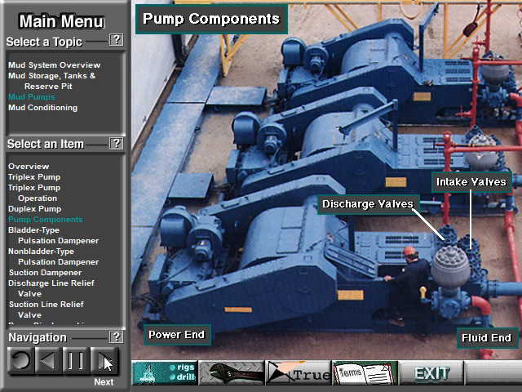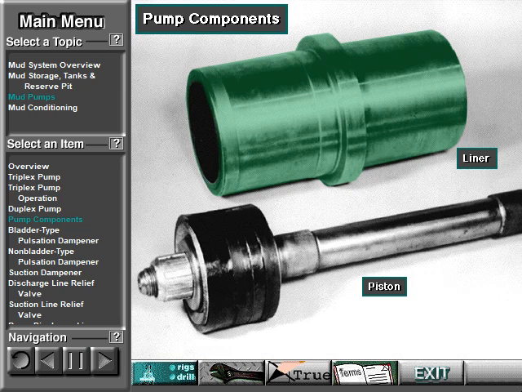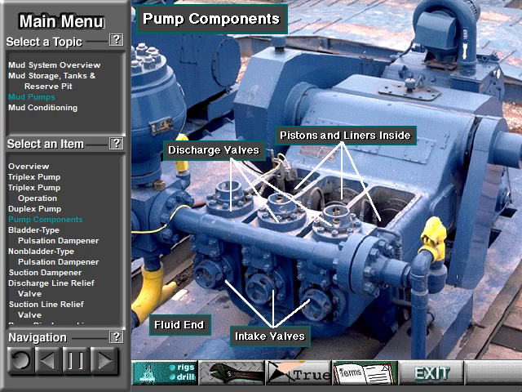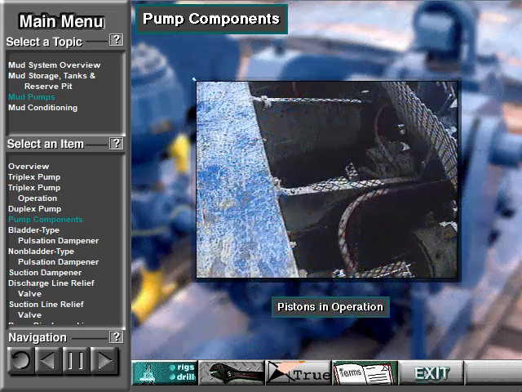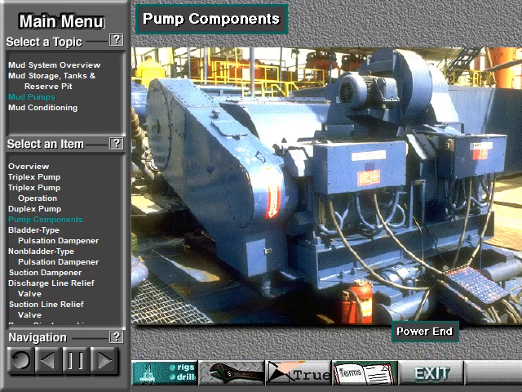A mud pump has a fluid end, power end, and intake and discharge valves. The fluid end of the pump contains the pistons with liners, which take in and discharge the fluid, or mud. The pump pistons draw in mud through the intake valves and push mud out through the discharge valves. The power end houses the large crankshaft and gear assembly that moves the piston assemblies in the fluid end.